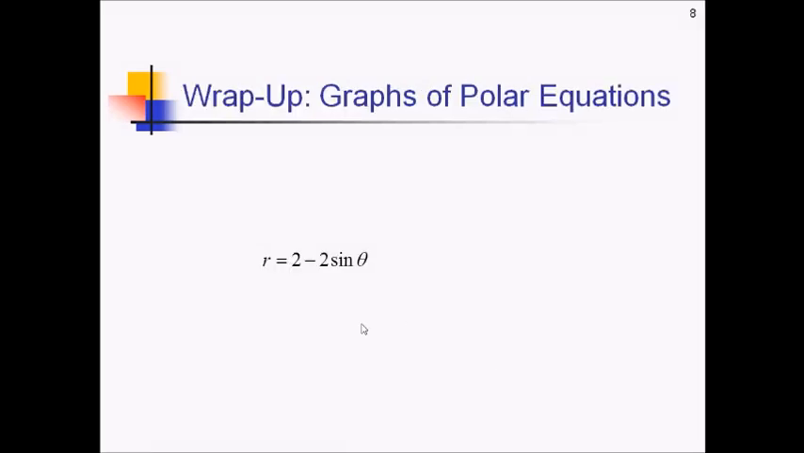For our wrap-up, we're not going to really do much. This is more of a show and tell, just to show you the awesomeness of these polar equations. Let's say we have the polar equation r equals 2 minus 2 sine of theta. How would we graph something like this?